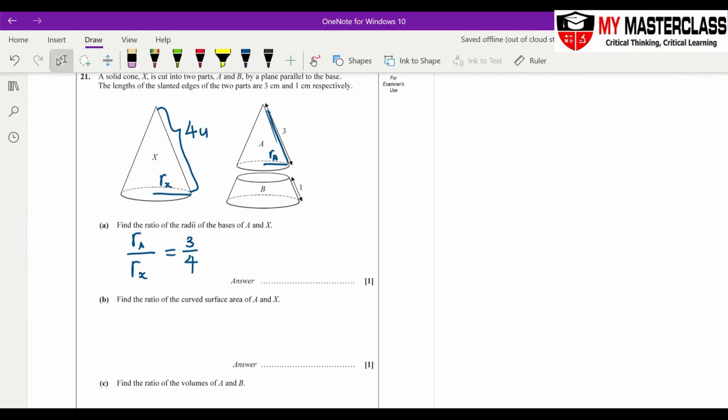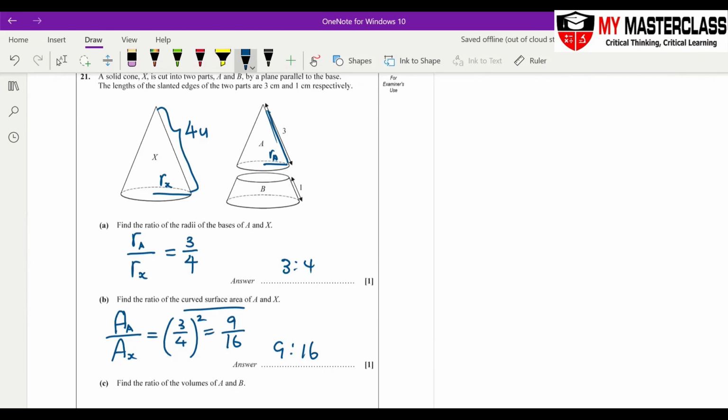Okay. Next one, if it's talking about curved surface area, it doesn't matter whether it's curved surface area or the bottom surface area. As long as they say area of A and X, are they still geometrically similar? Yes, because it's a whole cone and a whole cone, right? So I'm going to talk about the area of A over the area of X is equal to 3/4. Isabel, power what? 2. Yes. Okay, so this is going to be 9/16. So this is 3/4. Anyway, they say ratio, right? So it should be 3:4, 9:16.